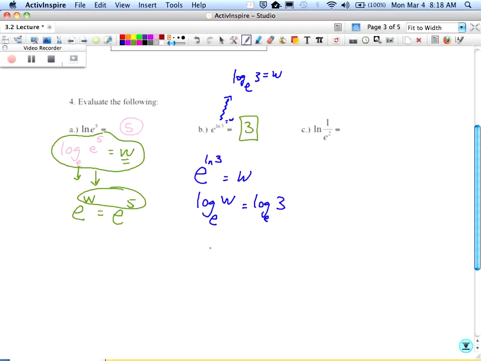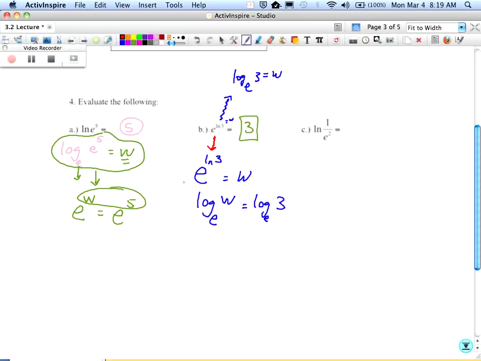I don't know. So now if I bring it down here a different route, I'm looking at it as a whole thing. Again, I set it equal to w like we've done before. If you rewrite this exponential into logarithmic form, e is your base, so I'm going to write log base e. Same as ln, so it's log base e.